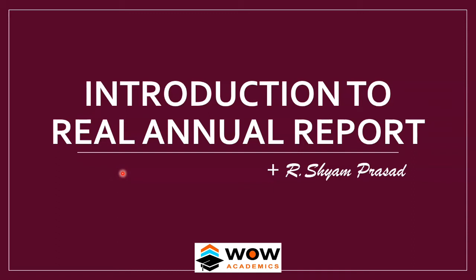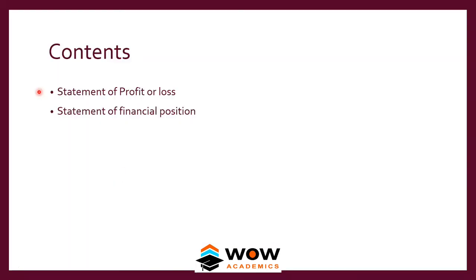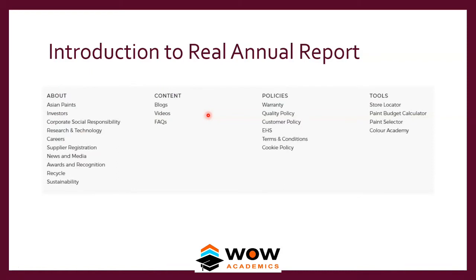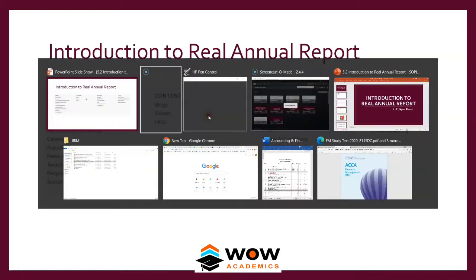So we'll start. Our major consideration is two things. One is we will be looking at the statement of profit or loss account and the statement of financial position. So first, if you want to download an annual report, okay, first you have to check whether the company is a listed company or not.